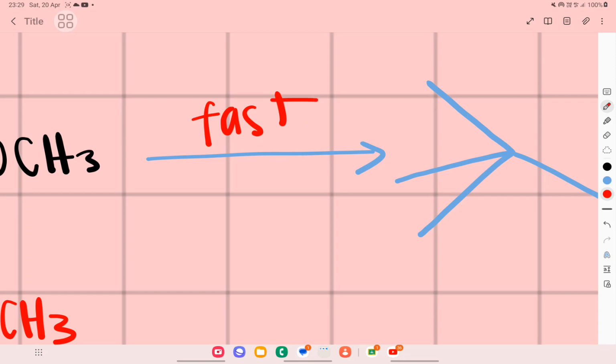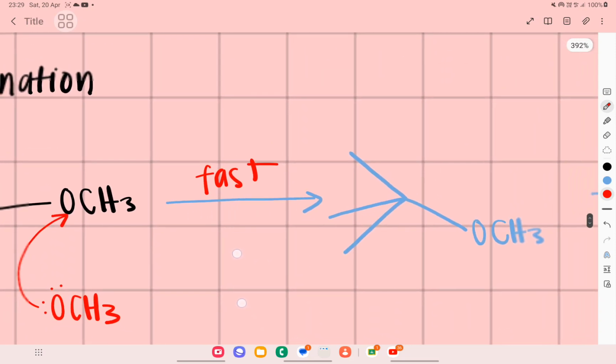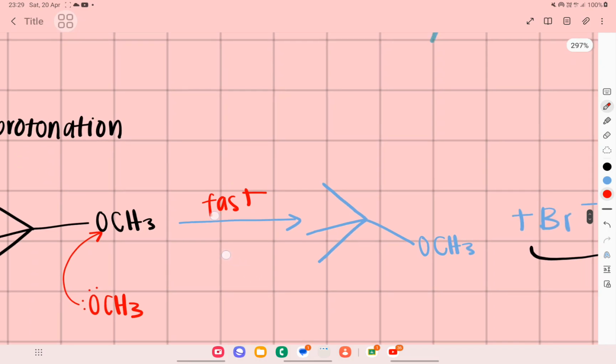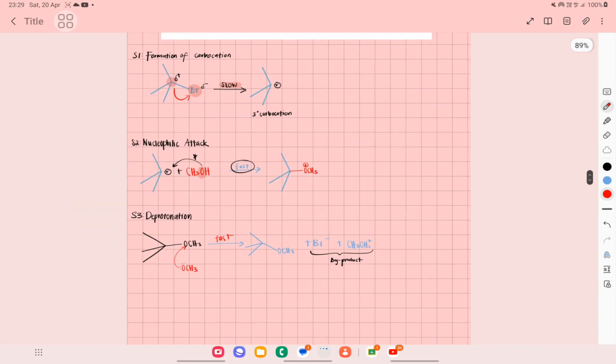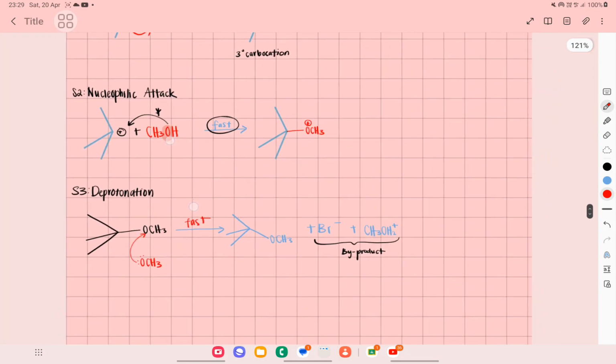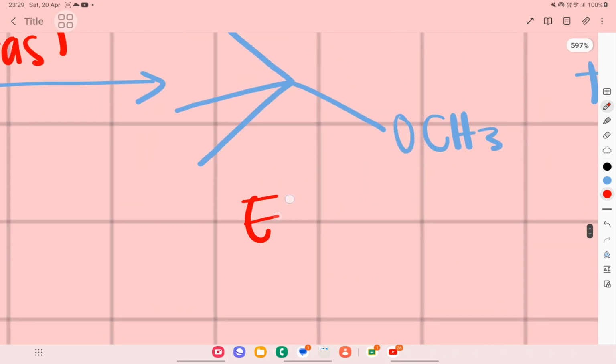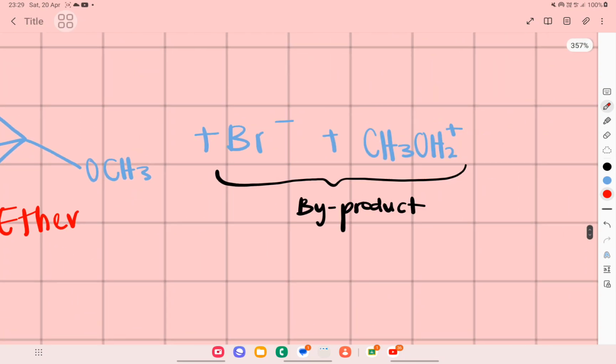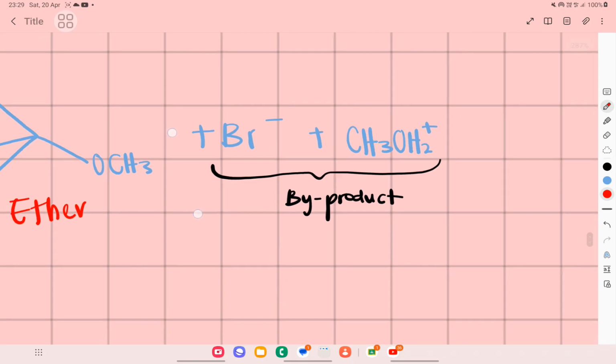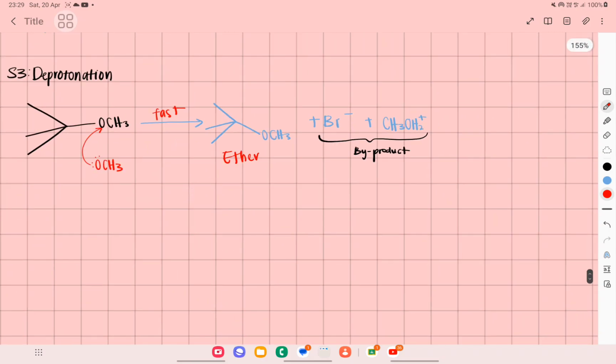So this step will end up generating ether, and then the byproducts are Br minus and also CH3OH2 plus. That is all from me.